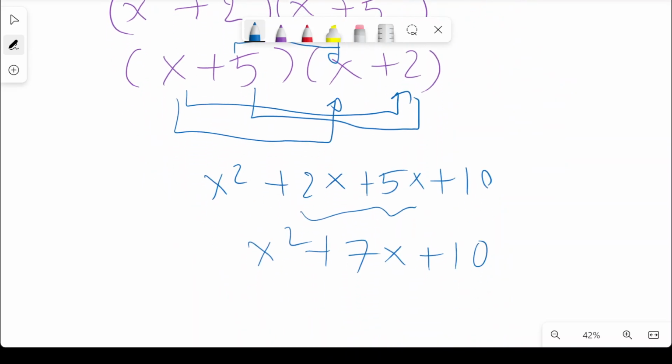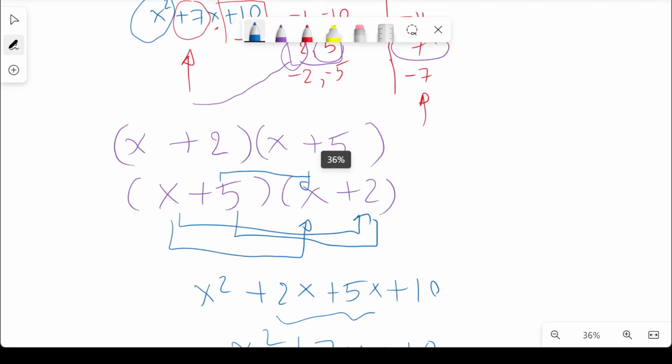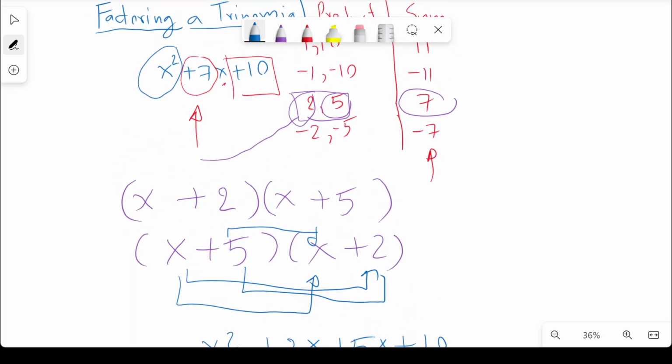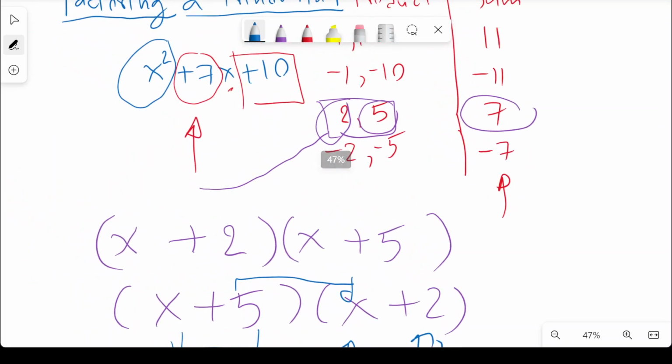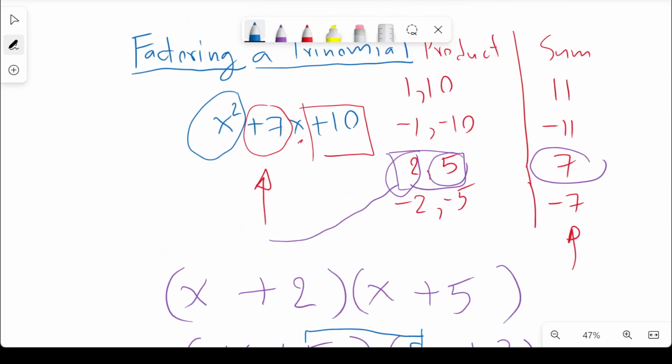That means it's correct. And this is a very simple example of factoring a trinomial where all terms have a plus sign. In the next video I will show you more complex examples, where sometimes they have a minus sign here, or this one is plus and this one is minus. Actually, you can use the same technique.